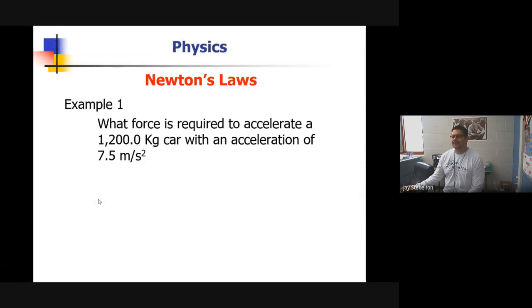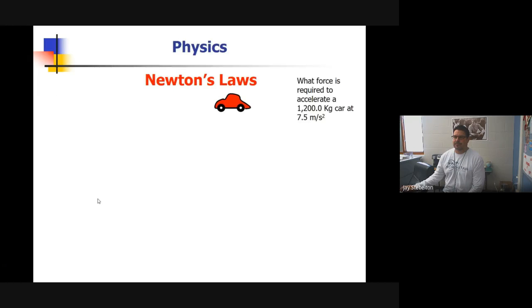Where? I've read it. After I read it, the next thing I always do is diagram it. Our car with a mass of 1,200 kilograms is accelerated at 7.5 meters per second squared. How much force does that take? Read it, diagrammed it. After I diagram it, I list. I know that the mass is 1,200 kilograms and the acceleration is 7.5 meters per second squared. I need to find the force.